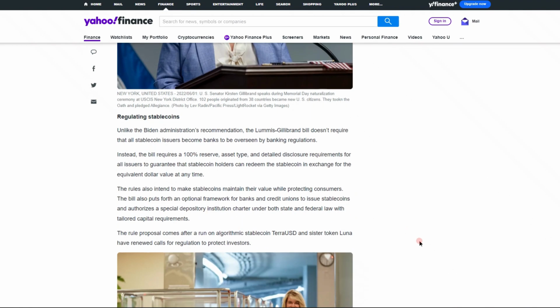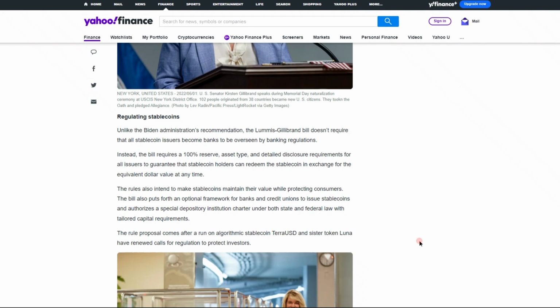Unlike the Biden administration recommendation, the Lummis-Gillibrand bill doesn't require that stablecoin issuers become banks to be overseen by banking regulations. Instead, the bill requires 100% reserve assets and detailed disclosure requirements for all issuers to guarantee the stablecoin holders can redeem the stablecoin in exchange for the equivalent dollar value at any time. Wow. The rules also intend to make stablecoins maintain their value while protecting consumers.